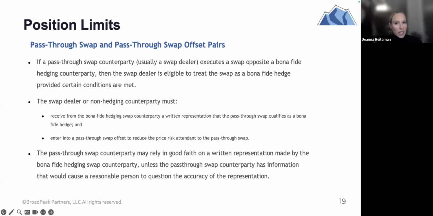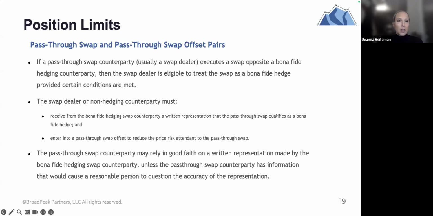You have to get a written representation from your counterparty that says, hey, listen, I think this qualifies as a pass-through, right, as a bona fide hedge. And then you have to make sure that they're entering the pass-through swap to reduce their price risk. Again, it all goes back to, it has to be tied to that commodity and the price risk you have in that commodity. Now, you don't have to do anything crazy or special here. If you're the swap dealer writing the swap, you can rely in good faith on the written representation of your counterparty. Unless you know some information that makes you think this is not true, then you can't. In other words, you can't turn a blind eye. Position limits are very important to the regulators.